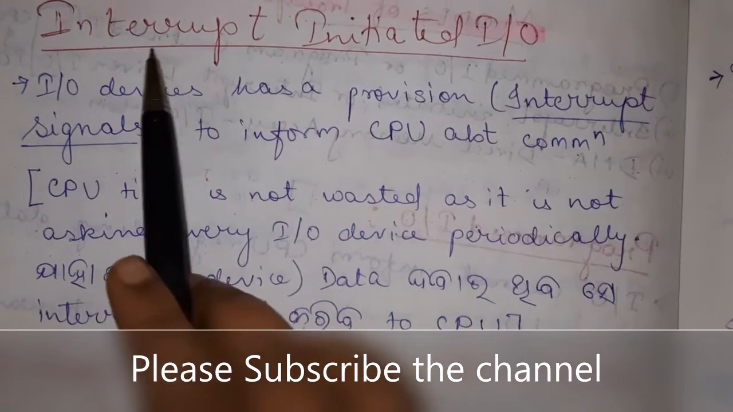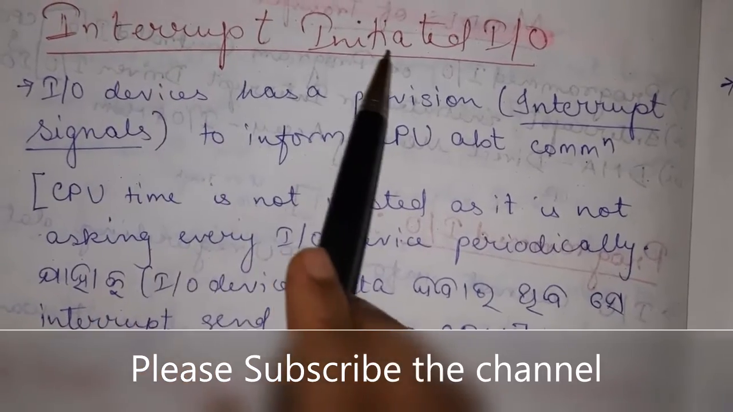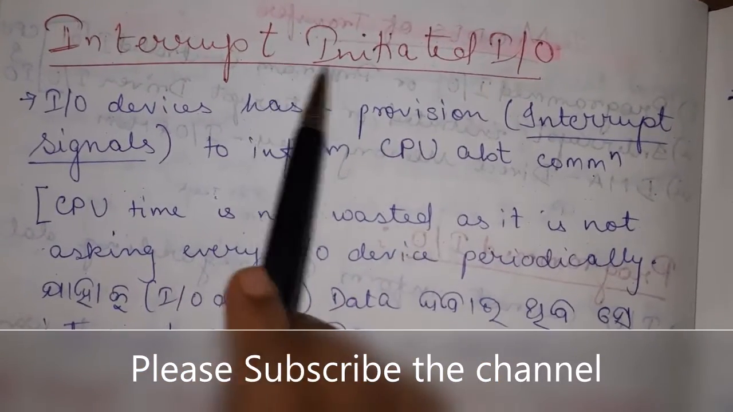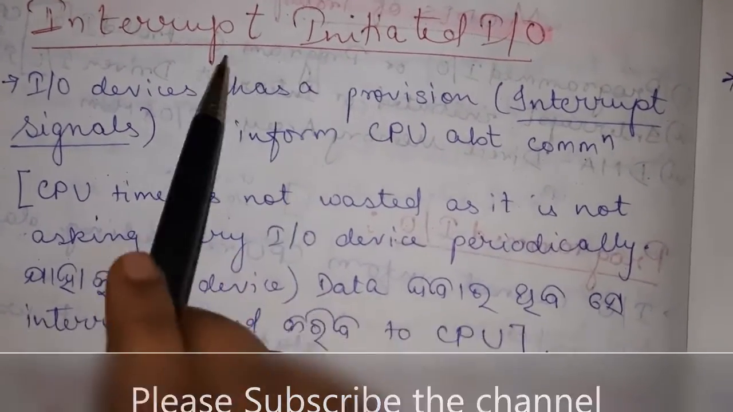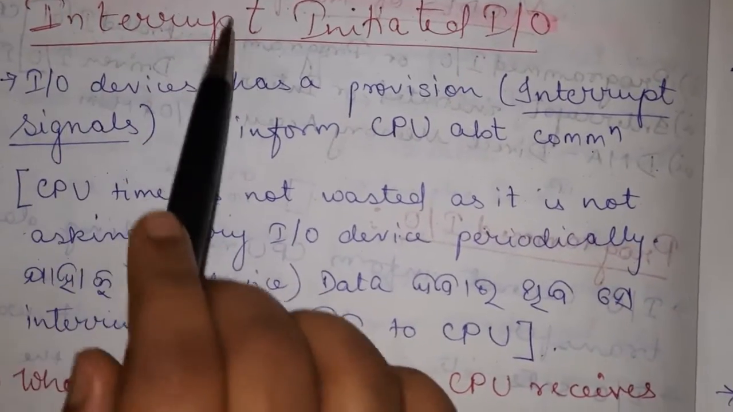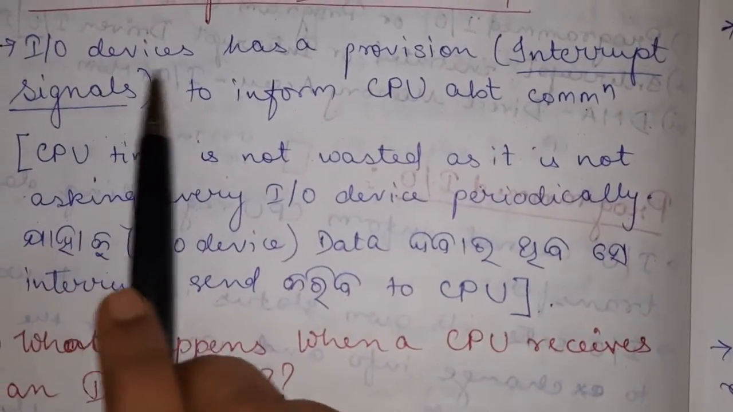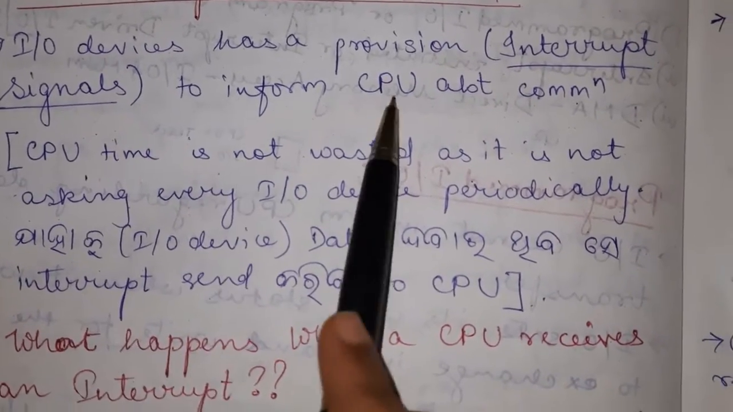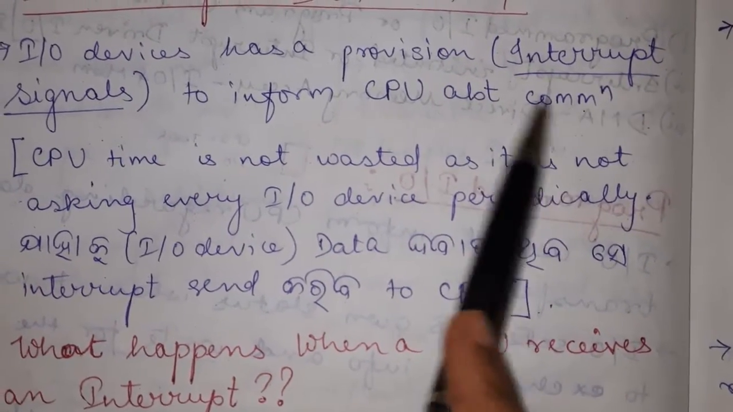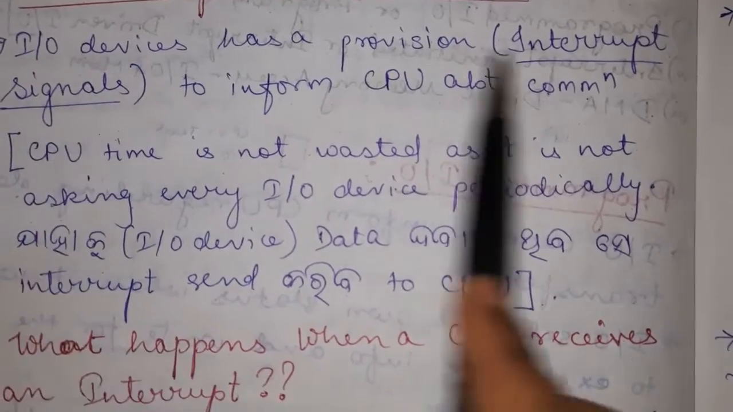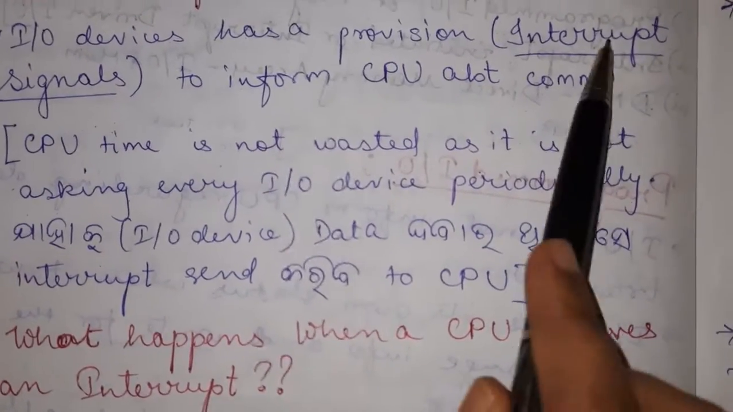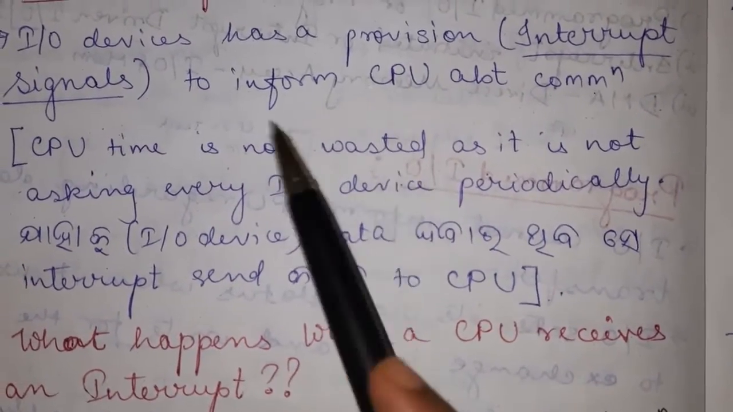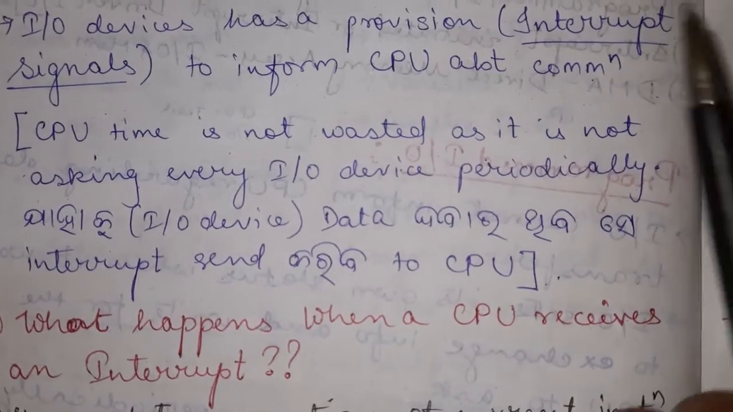The second type of mode of data transfer is interrupt initiated IO, or interrupt driven. That is, we shall see some interrupt is involved. So IO devices have a provision, that is interrupt signals, to inform the CPU about communication. Means IO devices will send the interrupt signals to the CPU whenever they want to transfer some data.